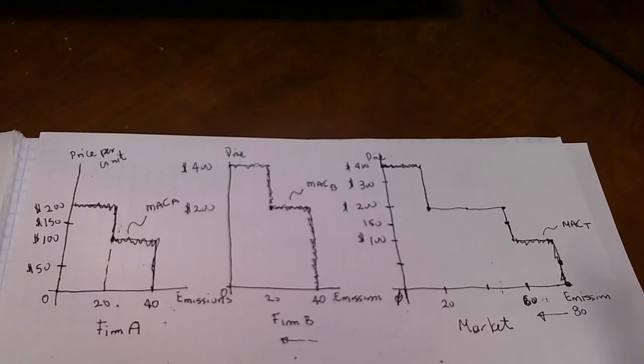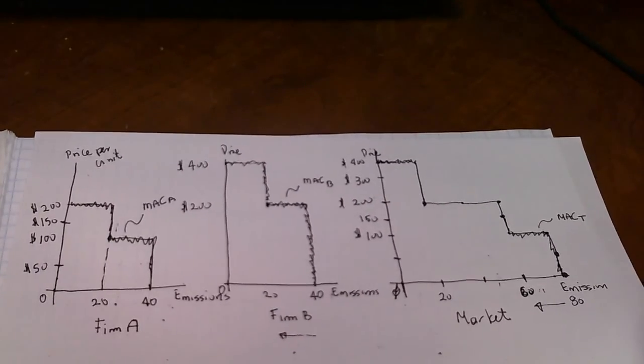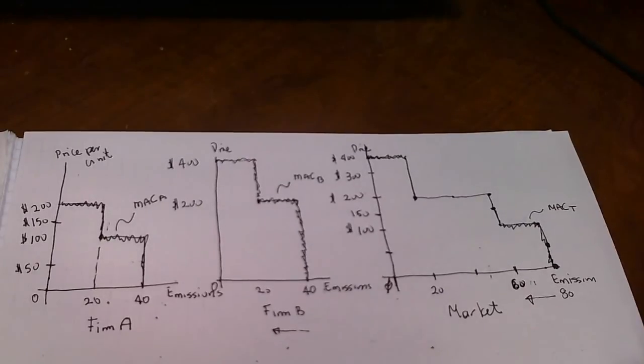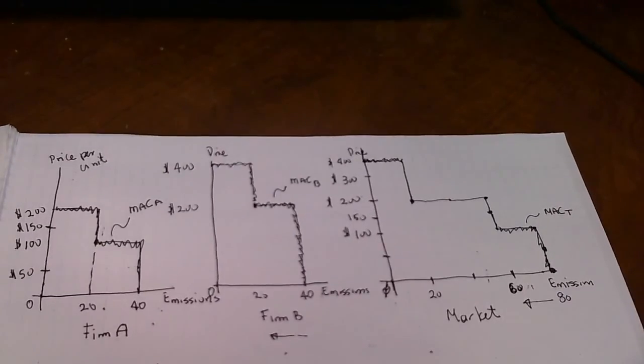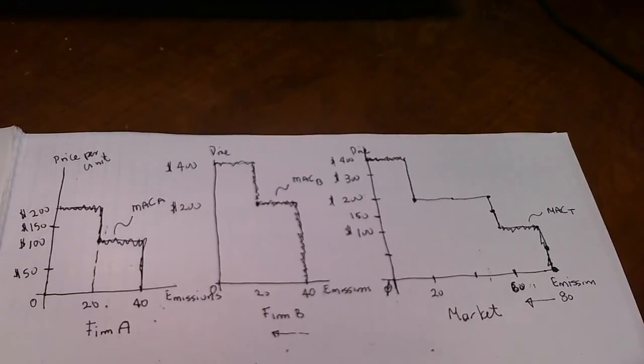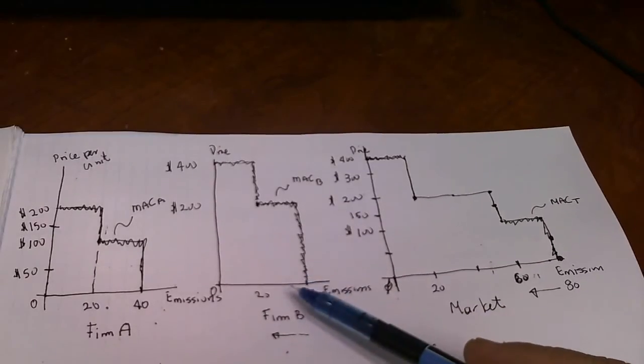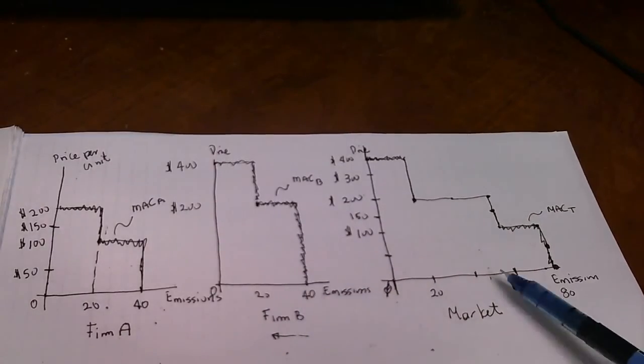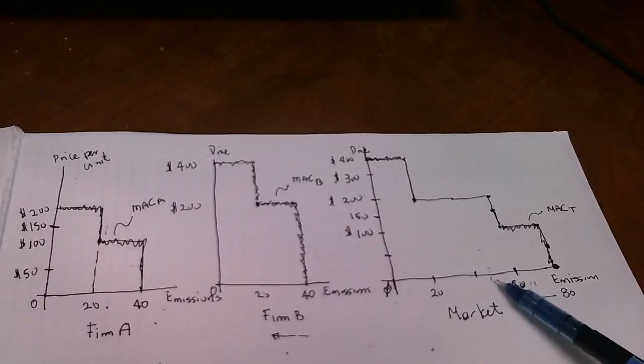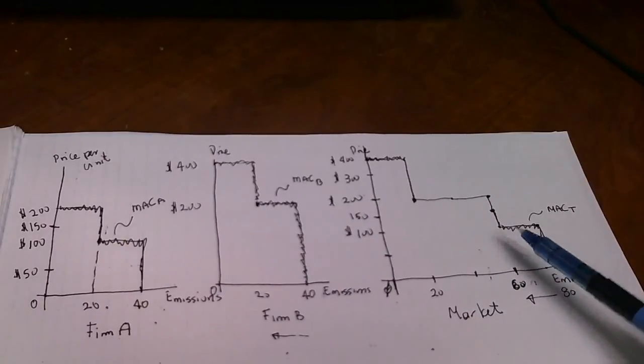So anyway, this time around, I want to continue on with the emission issues, and what I want to talk about in this video is the optimal emission level. What you see in front of me is what I did in the previous video, and it shows the marginal abatement cost curve for firm A, the marginal abatement cost curve for firm B, and the total marginal abatement cost curve of the market, of the industry.